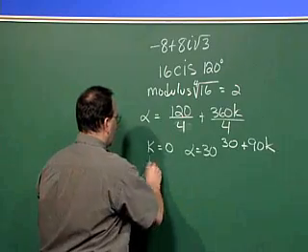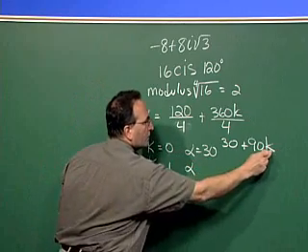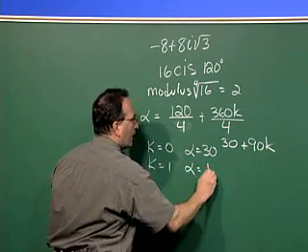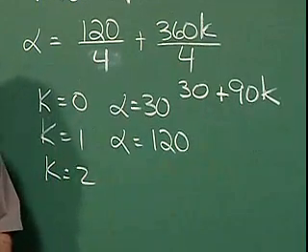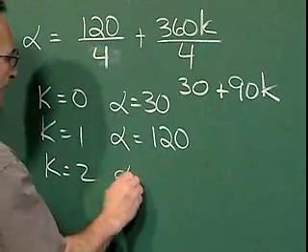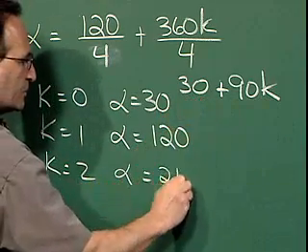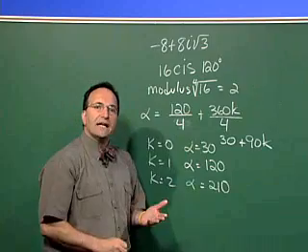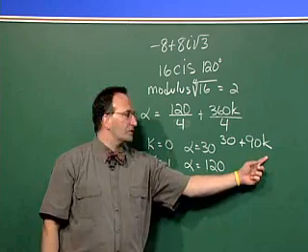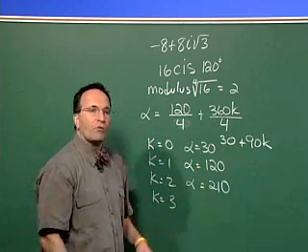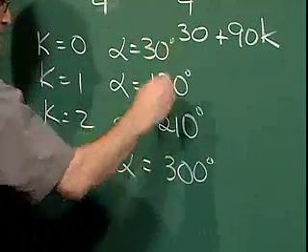What about for k equals 1? For k equals 1, we get alpha is equal to 90 times 1 plus 30, 120. What about for k equals 2? For k equals 2, we get alpha equals 2 times 90 for 180, plus 30 is 210. And finally, for k equals 3, we have 90 times 3 for 270, plus 30 for 300. So alpha is 300. And each of these are in degrees.